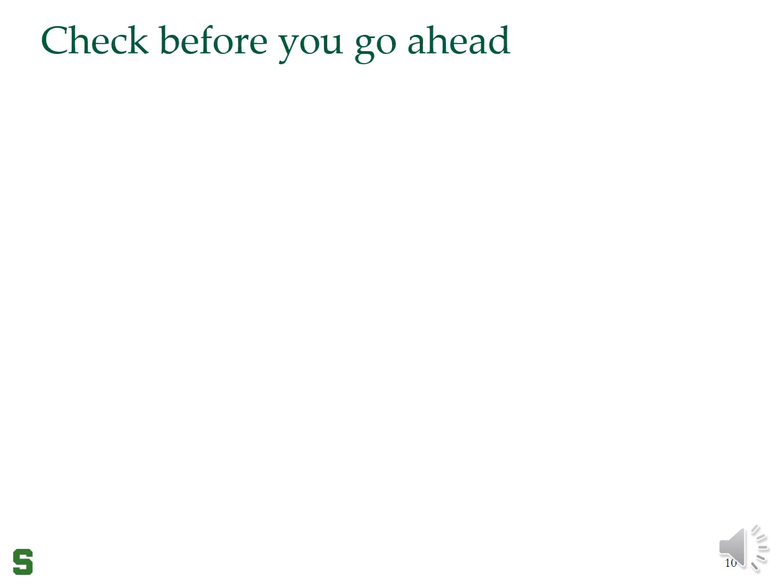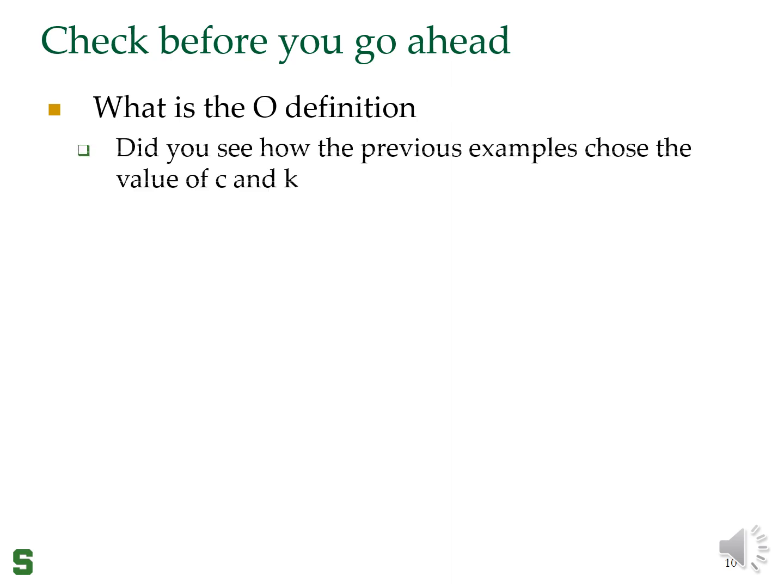Once again, we have reached the check-before-you-go-ahead slide. I want you to understand what the big O definition is, and I want you to see how we found the values of c and k for the different functions that we looked at earlier on the slide. Note that the values of c and k are not unique. You would be able to find different values of c and k, and this is one of the things I would ask you to do: to see if there are other values of c and k that you can identify.